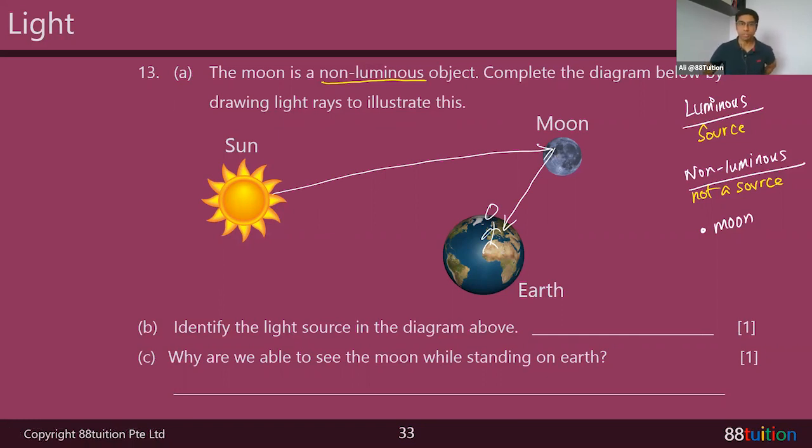So at night, when you see the moon, it's because the sun does exist somewhere, shining the light. Just because you cannot see the sun doesn't mean the sun is not around. It's there, shining the light, and you can see the moon. So identify the light source in the diagram above. Is it the sun, the earth, or the moon?